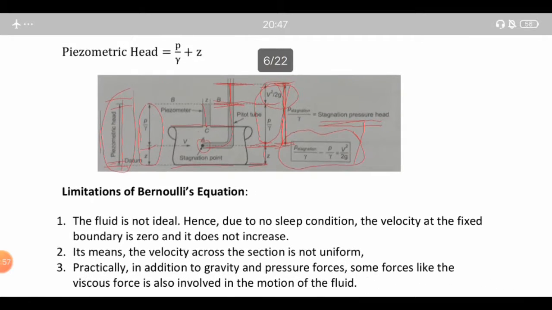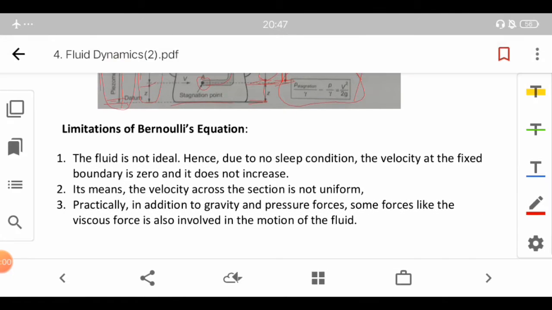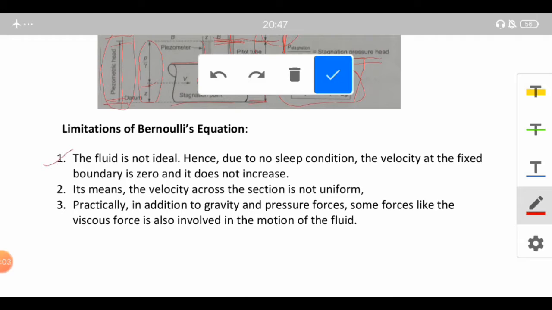Next, we will move on to the limitations of Bernoulli's equation. The fluid is not ideal, due to the no slip condition. Make the correction, this is the no slip condition. The velocity at the fixed boundary is 0 and it does not increase. So the fluid is not ideal. In real life you will get only real fluids, and the fluids will show real behavior, and hence due to the no slip condition, the velocity at the fixed boundary is 0 and it does not increase.